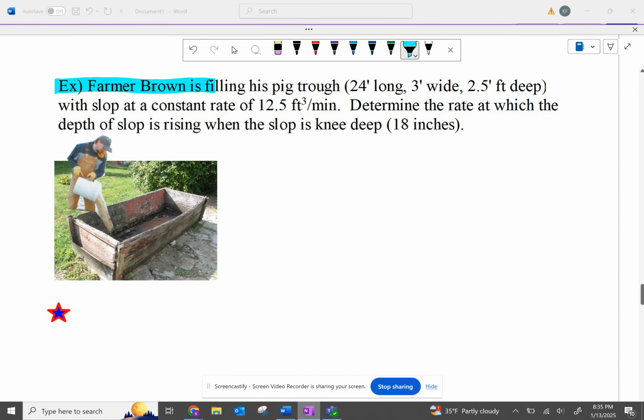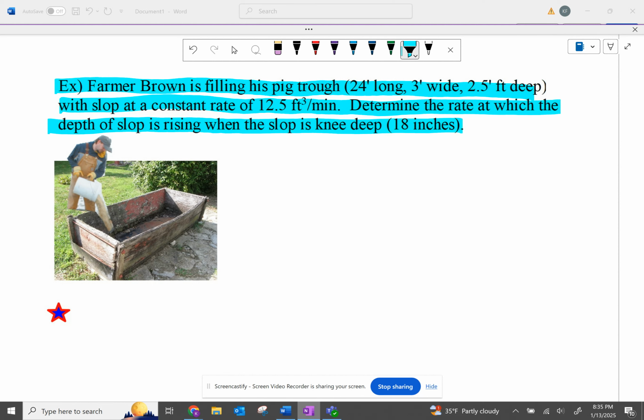Farmer Brown is filling his pig trough, which is 24 by 3 by 2.5, with slop at a constant rate of 12.5 cubic feet per minute. Determine the rate at which the depth of the slop is rising when the slop is knee deep, 18 inches.